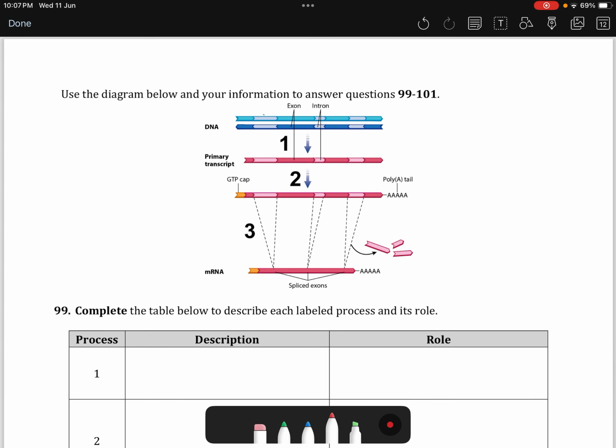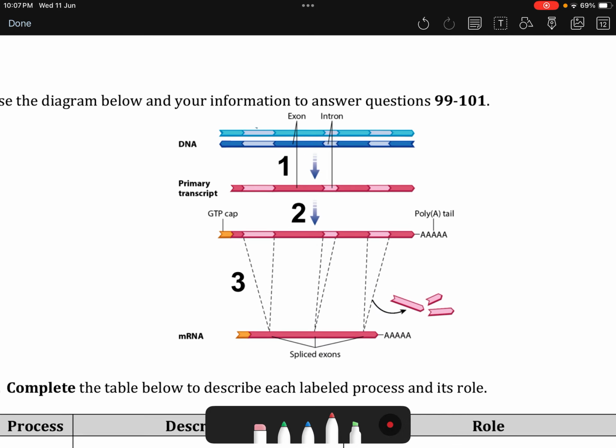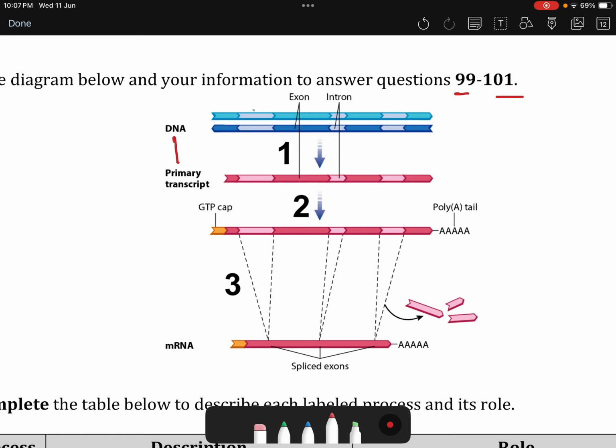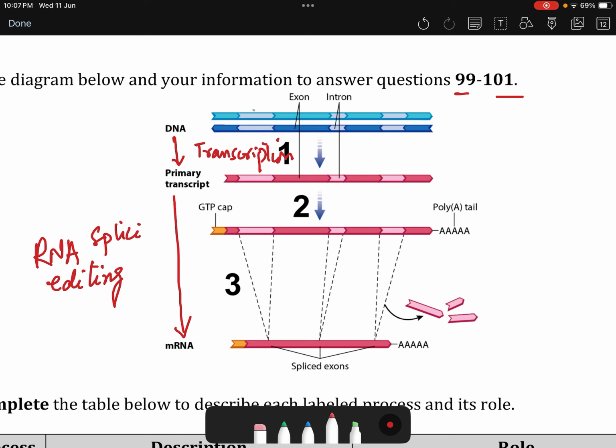Use the diagram below and the information to answer 99 till 101. This is RNA processing. So from DNA, this is when you make the primary transcript. This is called transcription. When the RNA primary transcript is converted into mRNA, this is called RNA splicing, or RNA editing, also called RNA modification. So the better term for you is RNA splicing, let's say.